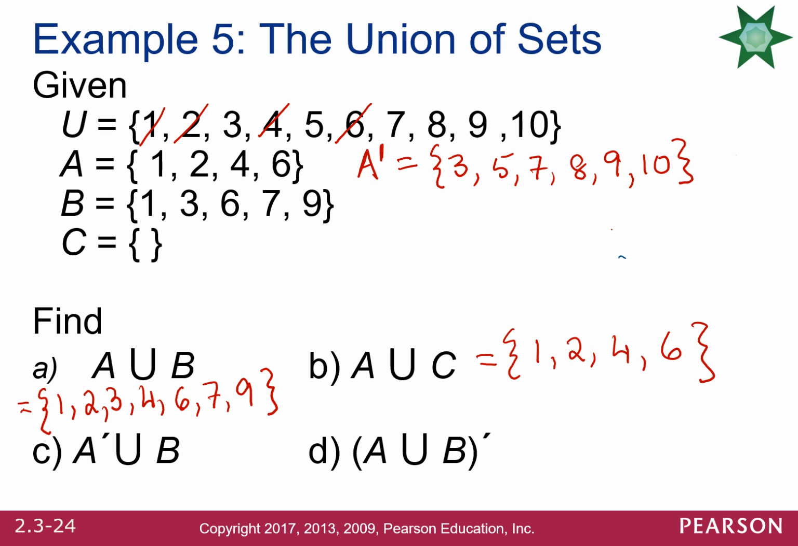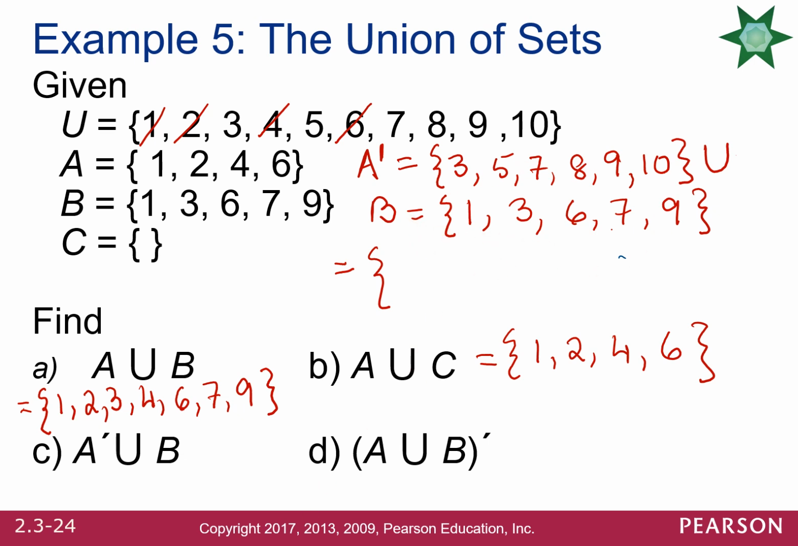All right, and now that we have A complement or not A, we are going to do its union with B, correct? So let's write out the elements in B: 1, 3, 6, 7, and 9. And now we are going to create a set of union between the two. So again, all the values have to be listed from the not A set, the complement of A set, as well as those in B.